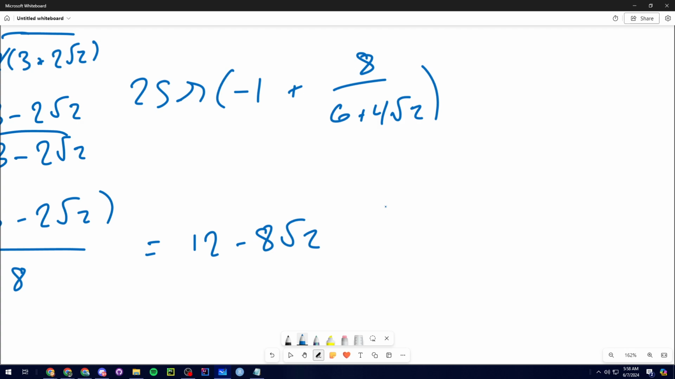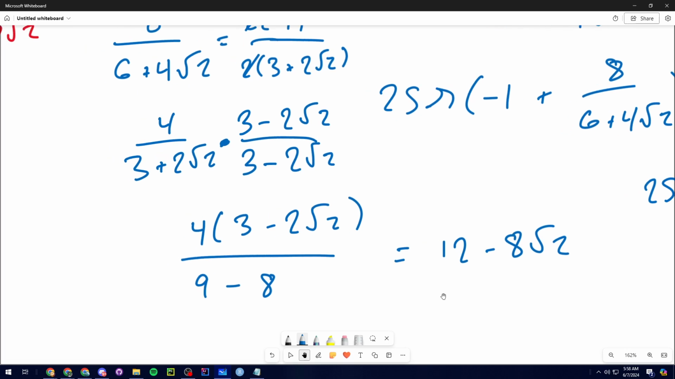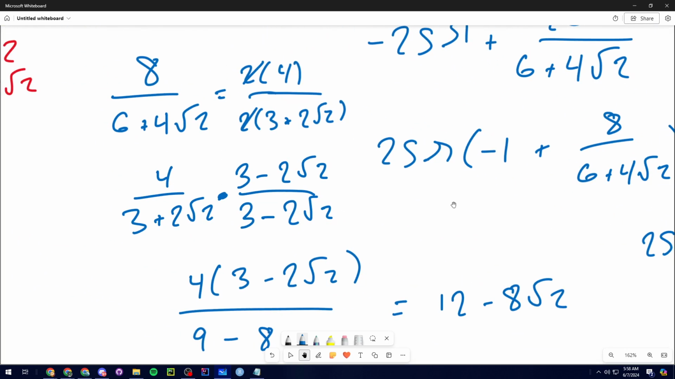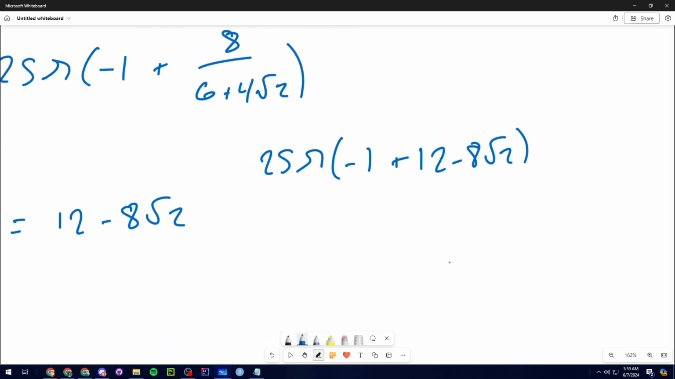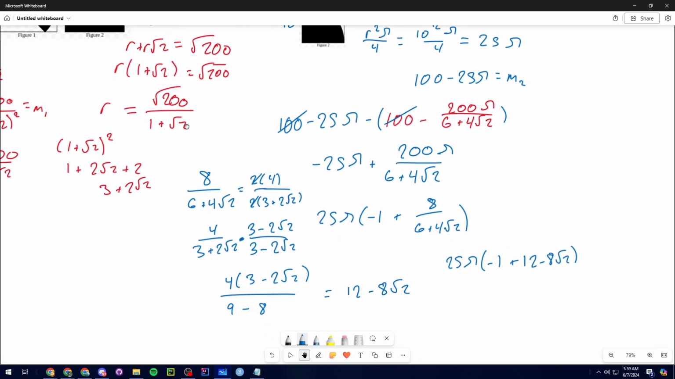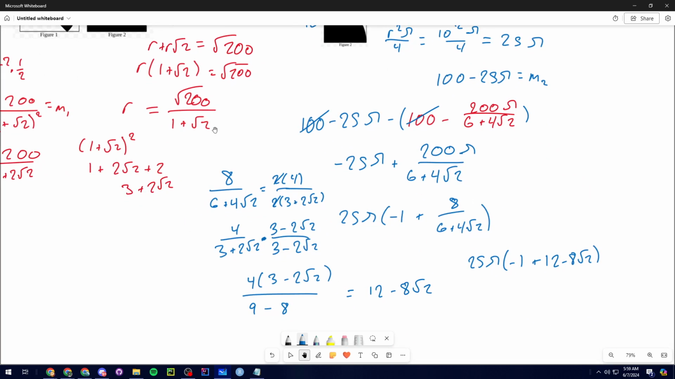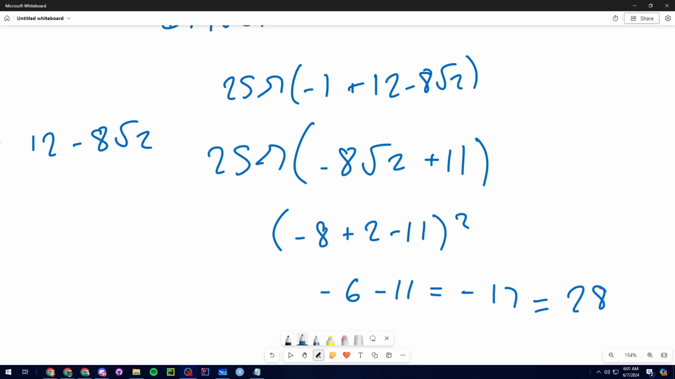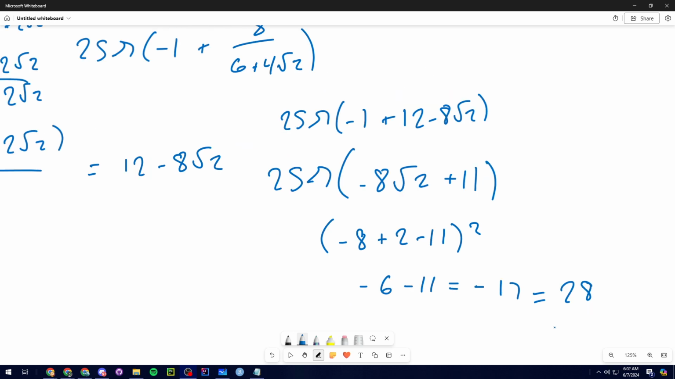All right, we're nearly there. So now we have 25 pi times negative 1 plus 12 minus 8 root 2. Wait, did I lose a negative or something? I hope I didn't. Okay. Wait, what was the form I was supposed to get it in? Okay.